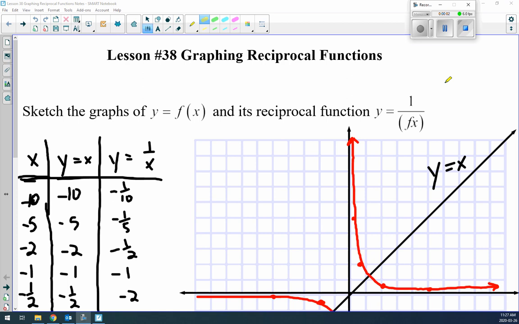Okay, grade 11 Precal. This is lesson 38. This is the last one of the unit. It's called graphing reciprocal functions. You really got to get used to doing this one, especially when you hit grade 12 Precal. We do a lot of this.